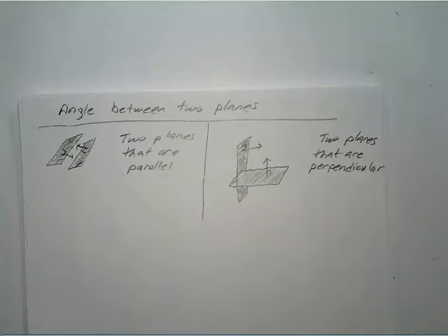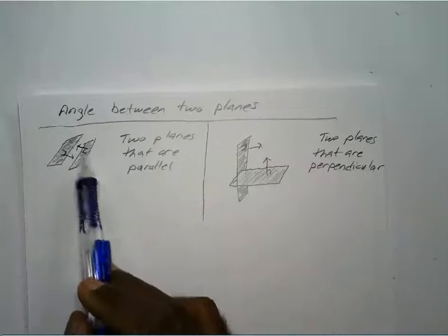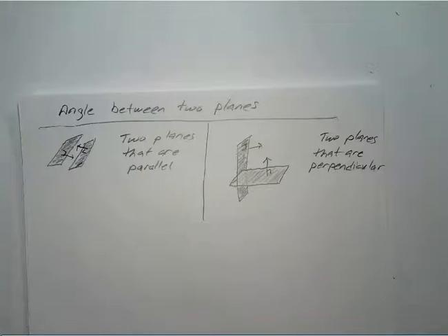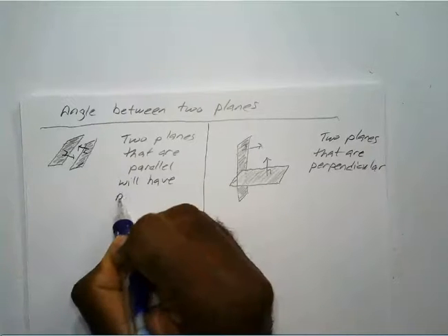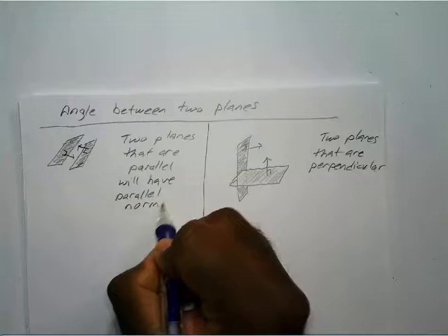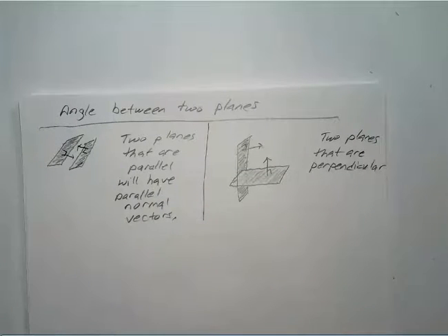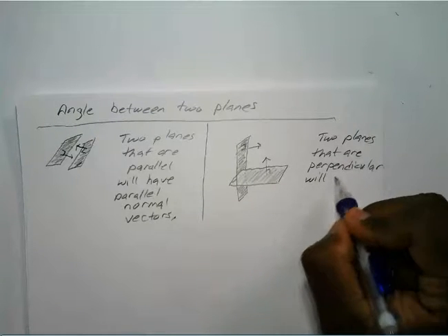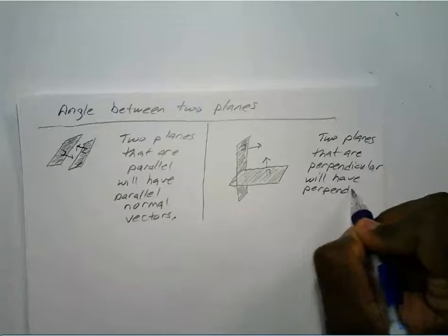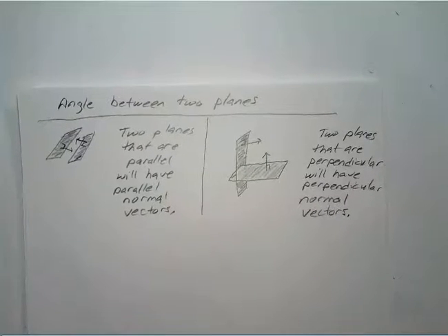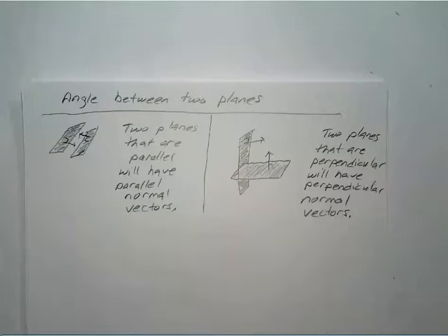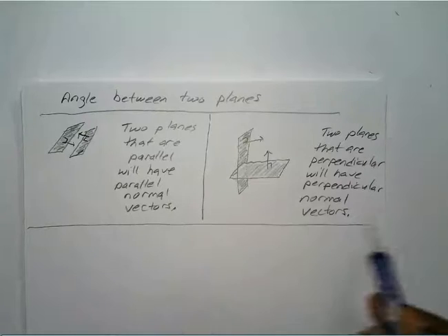So instead of trying to calculate the angle between two planes that can be infinite in size or approach infinity in size, we just find the angle between their two normal vectors. Okay, so two planes that are parallel will have parallel normal vectors, and two planes that are perpendicular will have perpendicular normal vectors. Okay, believe it or not, that's actually a whole lot easier to work with because you've done it already.